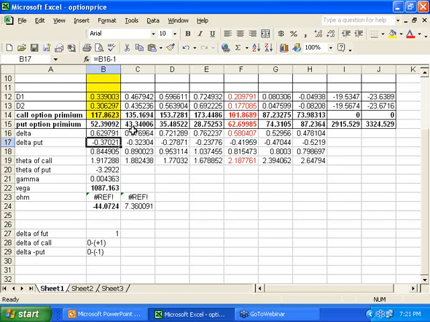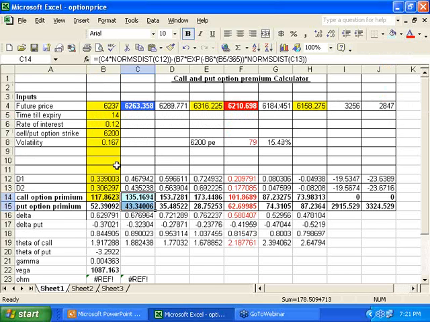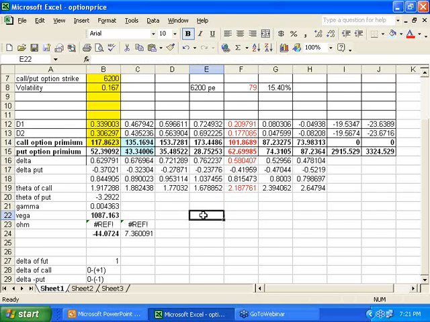So take a very small example. Take this part as your reference. Assume that your underlying asset is at 6263. So the underlying asset is 6263, and the 6200 call option is quoting at 135 rupees, and the 6200 put option is quoting at 43 rupees.